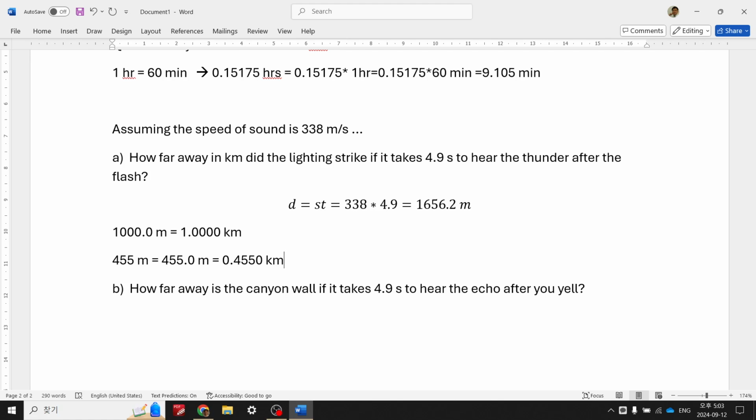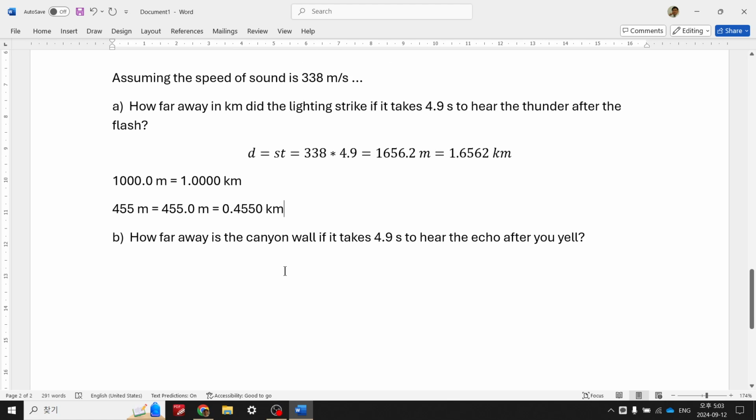Is that good? Okay. So for here, all we have to do is move this dot 1, 2, 3 spaces. And what's the answer in kilometers? 1.6562 kilometers. Okay.